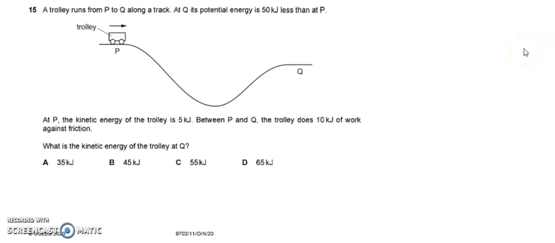For question 15, the trolley, when it moved from P to Q, there is a loss in potential energy. So according to conservation of energy, the loss in potential energy must equal the gain in kinetic energy, plus here it tells us that there's a work done against the friction.